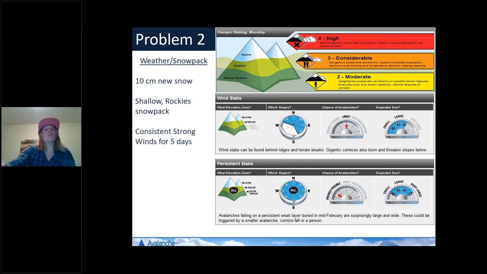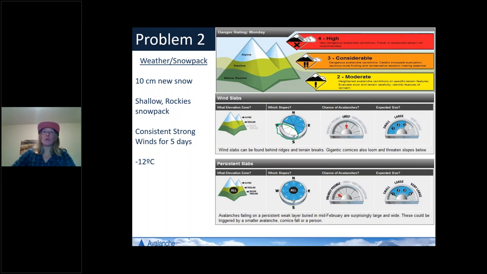And what did the weather look like? So we have 10 centimeters of new snow. We've got a shallow snowpack in the Rockies and consistent strong winds for the last 5 days. It's kind of cold at minus 12, and we have two problems this time. So we have wind slabs that are focused on north through east aspects, and kind of coming out of the southwest.